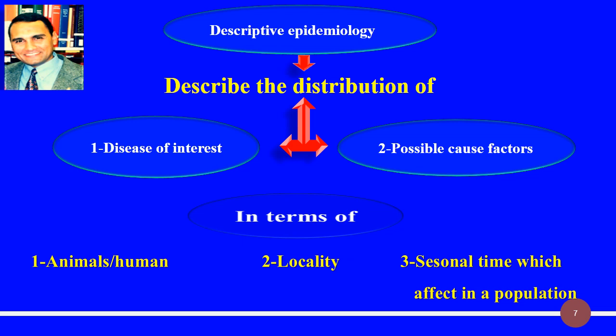What? Health issue of concern. Who? Animal or person. Where? The place. When? The time. Why and how? Causes, risk factors, modes of transmission. Descriptive epidemiology covers the time, the place, the agent, animal or persons.